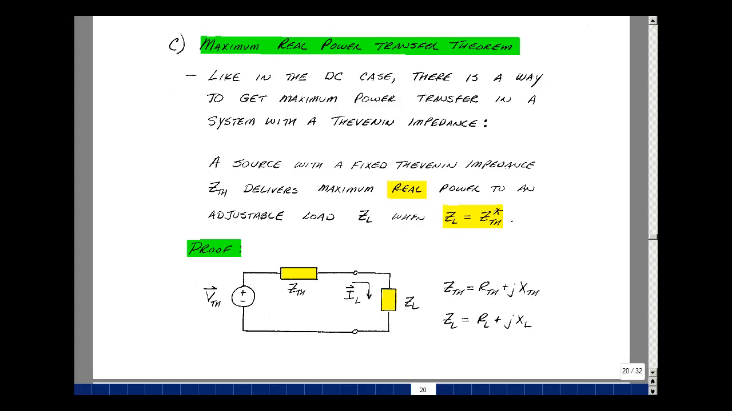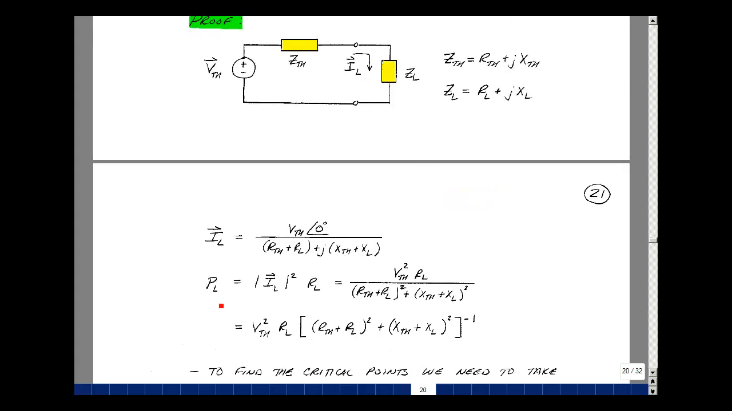Now, why would that be true? Well, let's draw a circuit. Here we've got a Thevenin equivalent circuit with V Thevenin and Z Thevenin. The impedance here we'll write as having a real and imaginary part, and likewise for our load, a real and imaginary part. And now we'll start to calculate the power in the load by using the value of the current that's here. The real power delivered to the load is the magnitude of the current squared times R sub L, which is the real part of Z sub L.